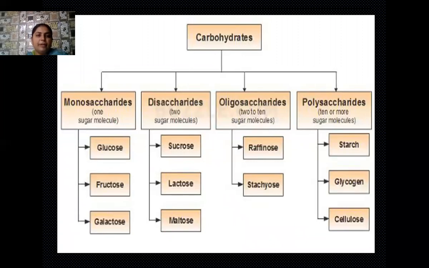Disaccharides are those carbohydrates which contain two sugar molecules, such as sucrose, lactose, and maltose. The third category is oligosaccharides. Oligosaccharides have 2 to 10 sugar molecules, and examples are raffinose and stachyose. And the fourth category is polysaccharides. Polysaccharides are the complex type of carbohydrates and they have 10 or more sugar molecules. Their examples are starch, glycogen, and cellulose.